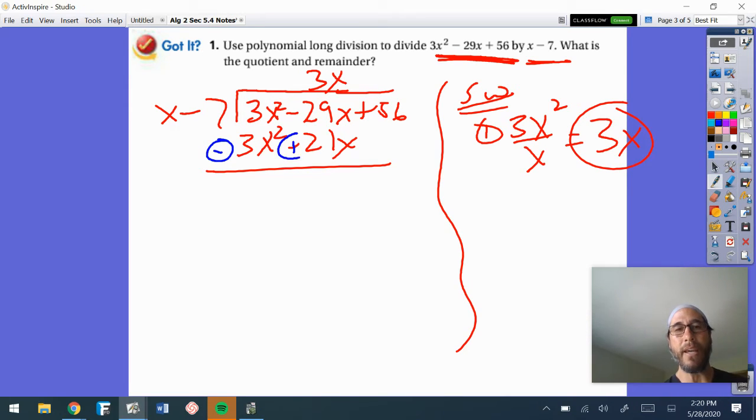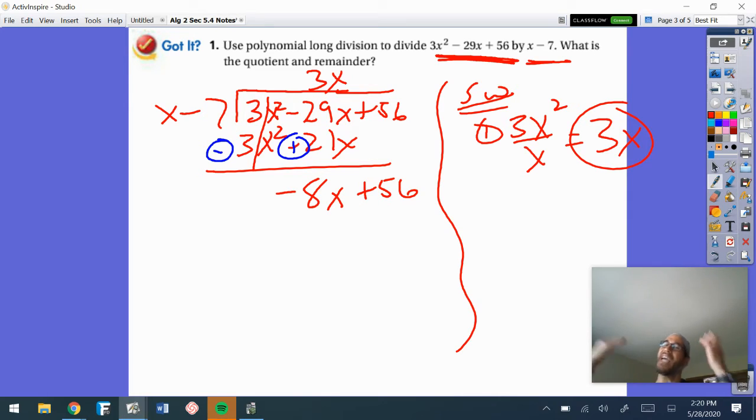That negative is going to be a positive. Remember, if the first guys cancel off, you're doing awesome. And I get a negative 8x. And then you bring down anybody that's left over. And then you just ask yourself, can I keep on going? And hopefully you can because it's so fun.